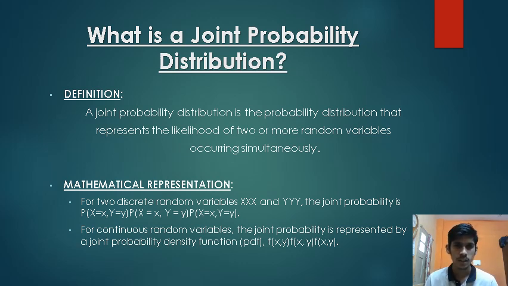Definition: a joint probability distribution is the probability distribution that represents the likelihood of two or more random variables occurring simultaneously. Mathematical representation: for two discrete random variables x and y, the joint probability is this formula. For continuous random variables, the joint probability is represented by a joint probability density function. This is its formula. Okay, let's proceed to the next topic.